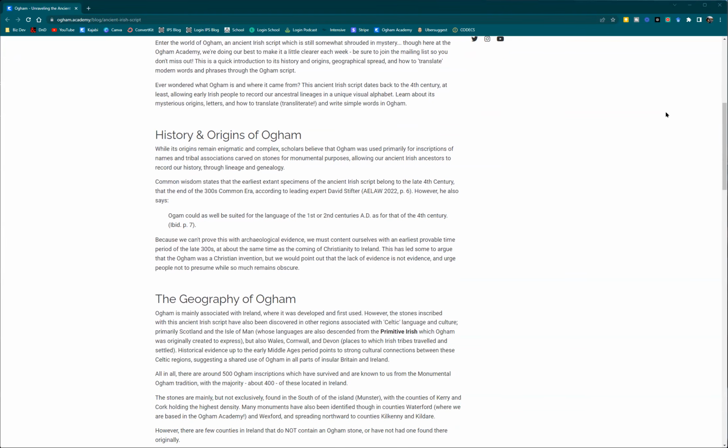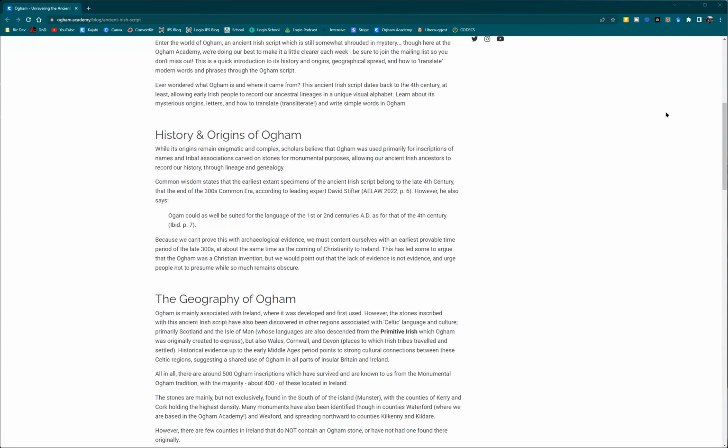First, we will start with the history and origins of Ogham. While its origins remain enigmatic and complex, scholars believe that Ogham was used primarily for inscriptions of names and tribal associations carved on stones for monumental purposes, allowing our ancient ancestors to record our history through lineage and genealogy.